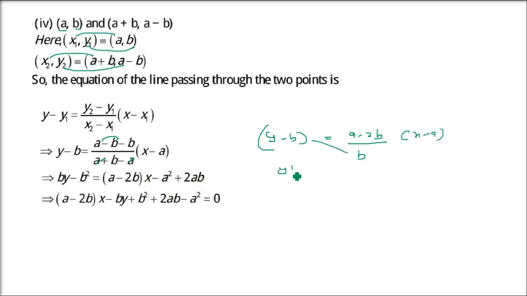That is a minus 2b, and then we have b here. Now multiply this. So by minus b square equals, now multiply this whole: a minus 2b into x minus a, which gives ax minus a square minus 2bx plus 2ab. Just rearrange. X you take together. So this is a minus 2b into x. These two. And then we have y into b already there. We take it on the right hand side. And then we have b square minus a square will be there. And then we have 2ab, of course we have.